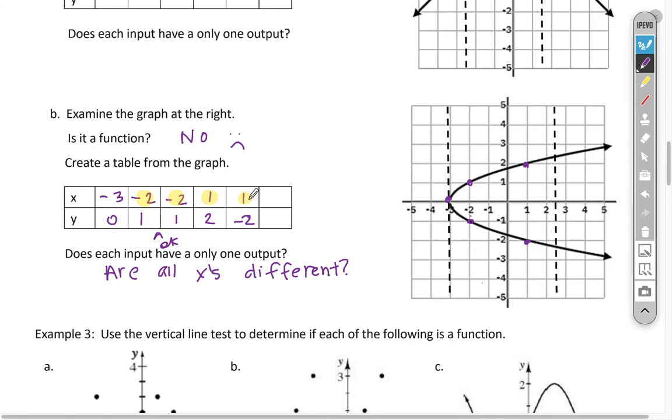But we have 1 and 2 and 1 and -2. This is not the same. Despite the number being the same, that negative sign does change it, right? So not okay. So just even further states that this is not a function, okay?